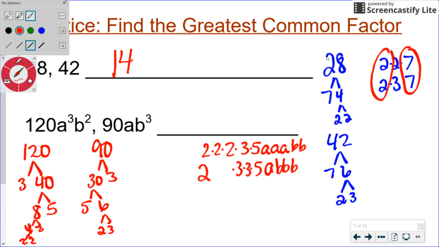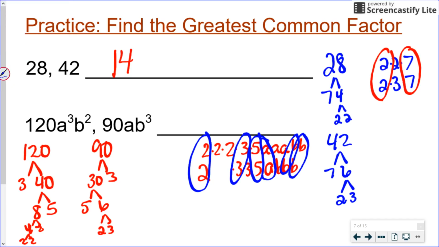So looking for what they have in common, I've got a 2, a 3, a 5, 1 A, and 2 B's. That's a little messy, but they've got a 2, a 3, a 5, an A, and 2 B's in common. So 2 times 3 is 6, times the 5 is 30. And I've got 1 A and 2 B's in common. So my GCF between those two is 30AB squared.